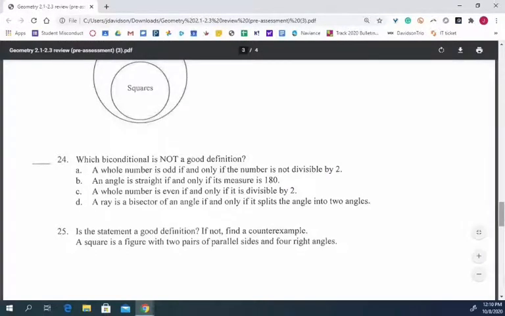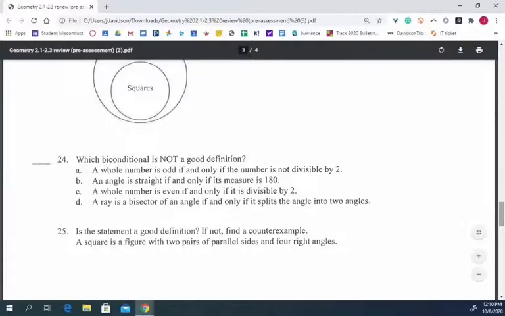Which biconditional is not a good definition? A whole number is odd if and only if the number is not divisible by 2. An angle is straight if and only if it measures 180. So it's which one is not a good definition. So far they seemed okay. A whole number is even if and only if it is divisible by 2. A ray is a bisector of an angle if and only if it splits the angle into 2 angles.